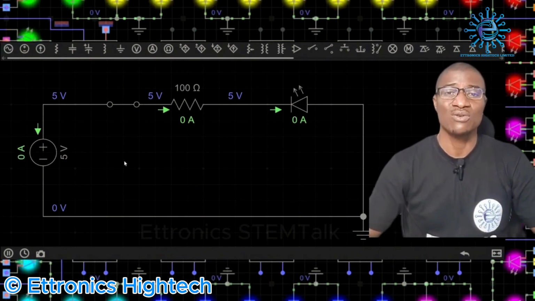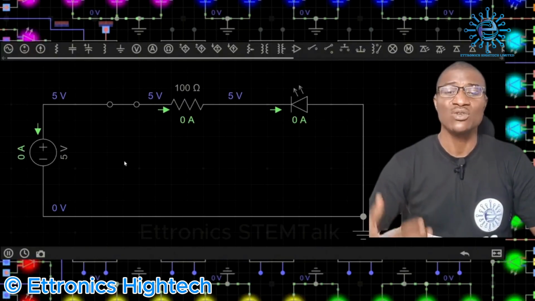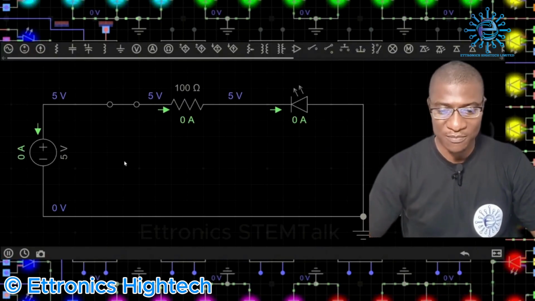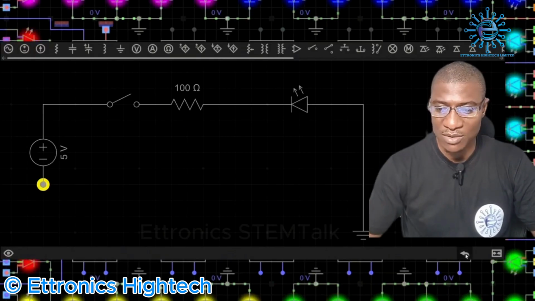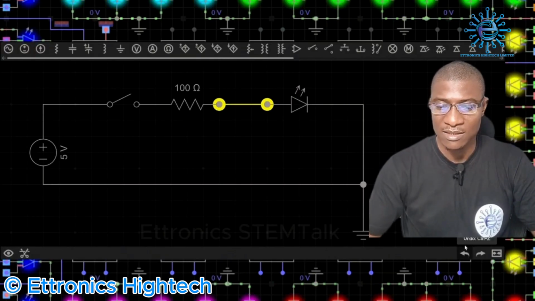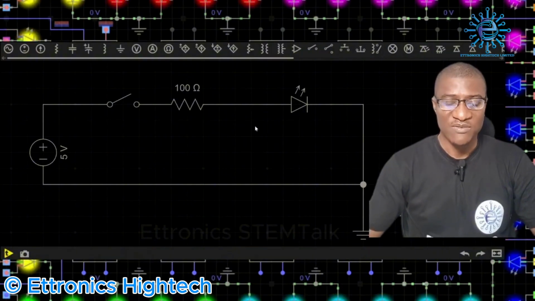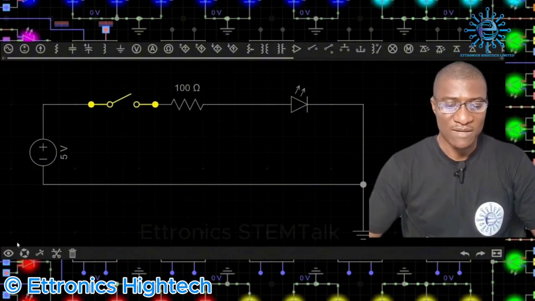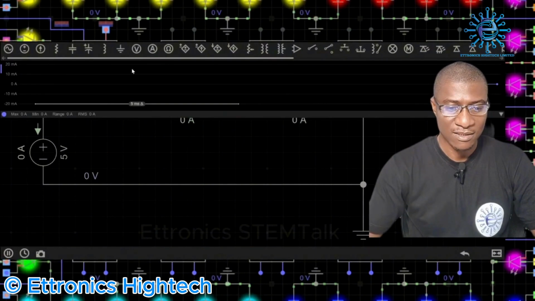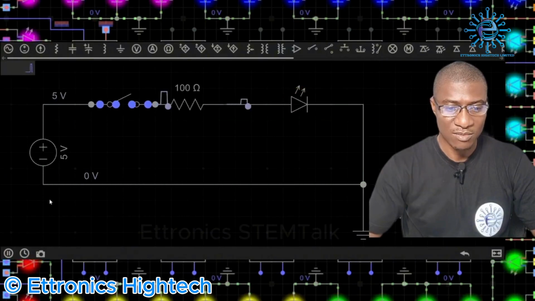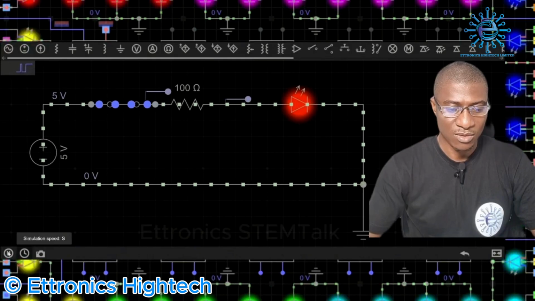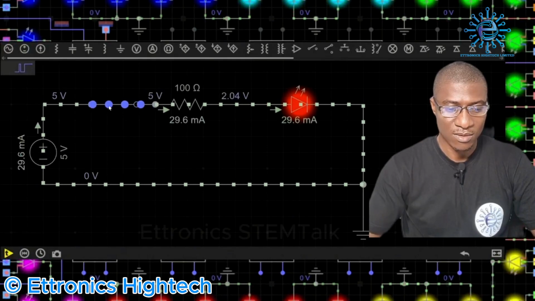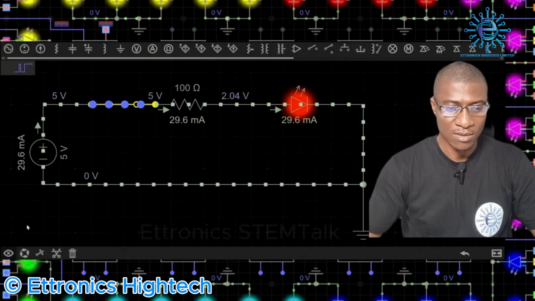Another thing you should also know about components is that you have to use the appropriate values. Okay, so let me revert to the previous circuit I had. So this is the previous circuit I had that was working fine. Hold on, let me remove this.